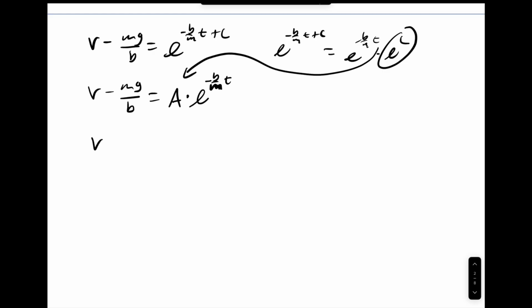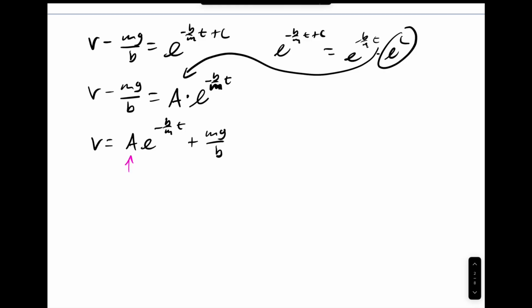v is equal to, I'm going to add mg over b to both sides: a e to the negative b over m t plus mg over b. And there it is. There's my velocity function for t in general, but the only problem is I just don't know what that a is. So I'm going to figure that out now with my initial condition. Do you remember what it was?